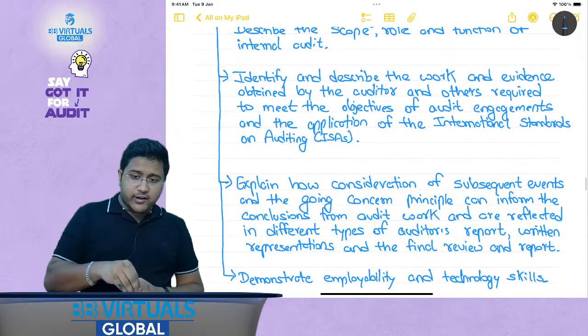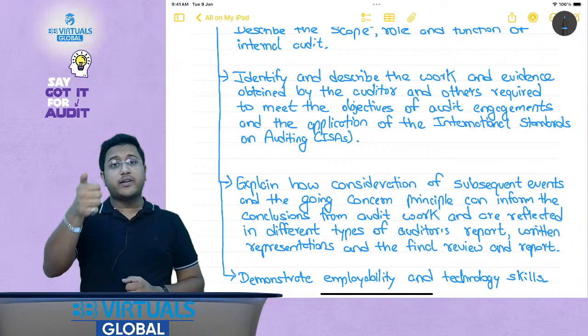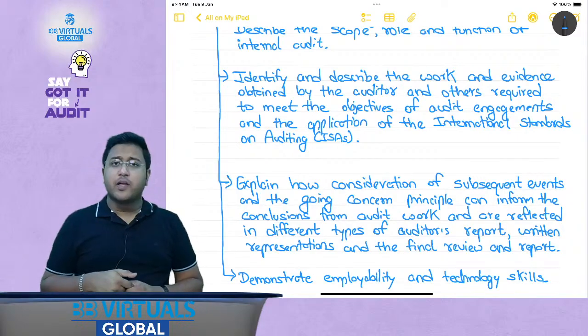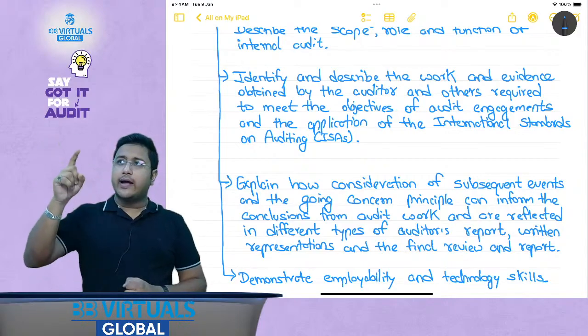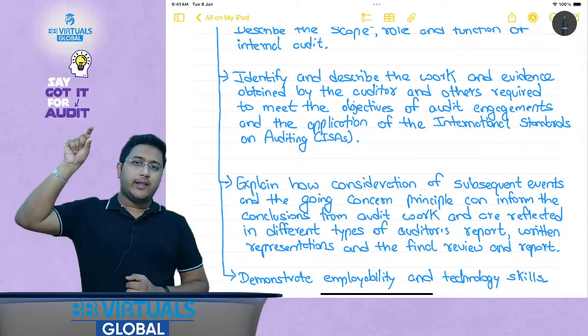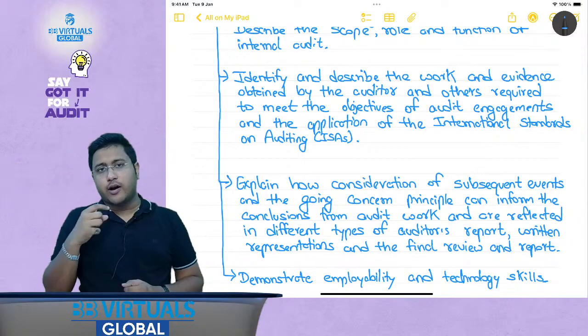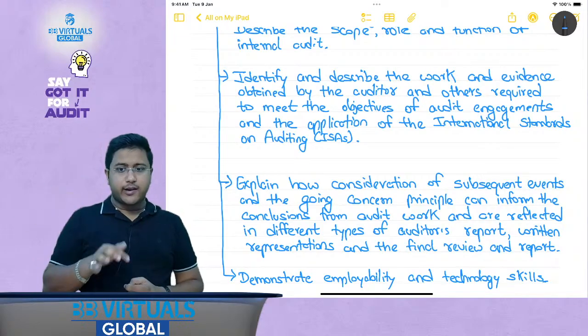Identify and describe the work and evidence obtained by the auditor and others also. We have discussed what we mean by others, management's expert or auditor's expert. One example of this is when I went to one of the audits, I wanted to value or check the balance and the quantity of the oil reserves. Now I am not trained to calculate the oil reserve balance, right? So I had to hire an expert over there.